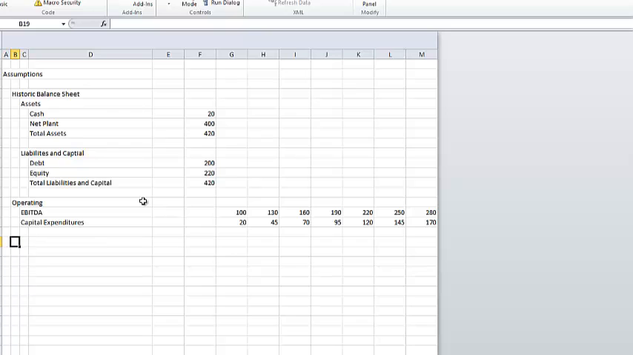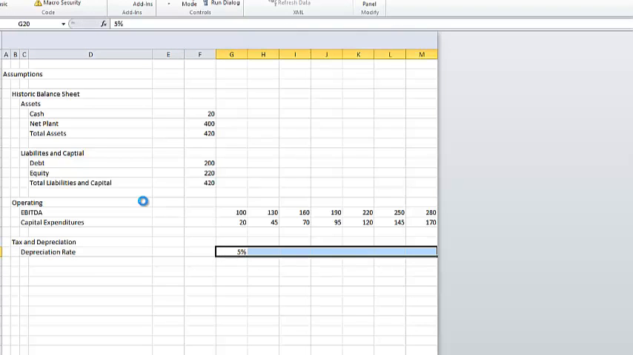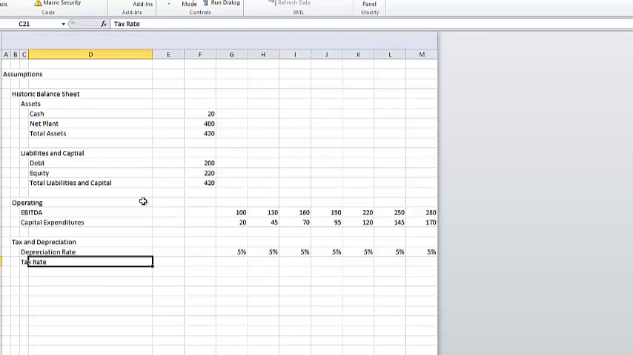And then we'll put some tax and depreciation. Let's put a depreciation rate, and let's make that, how about 5%? And tax rate, how about we make that 30%?